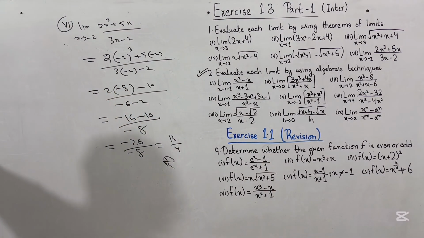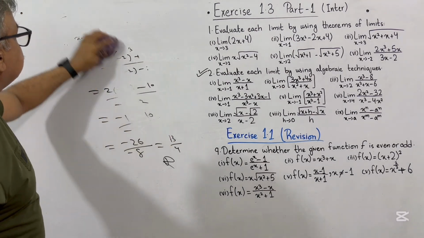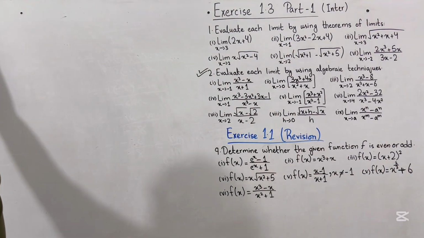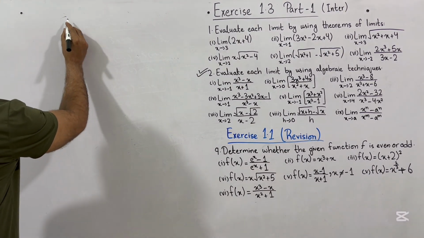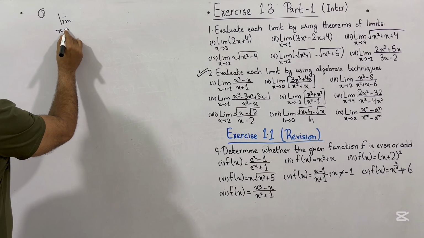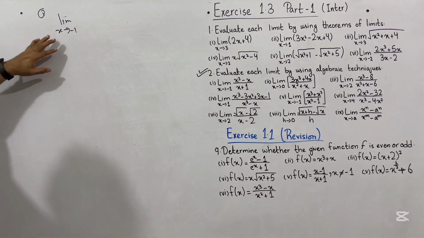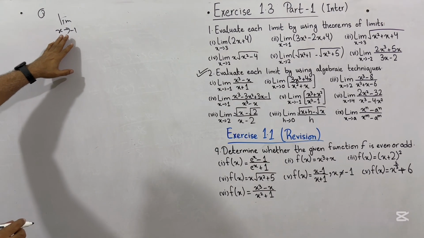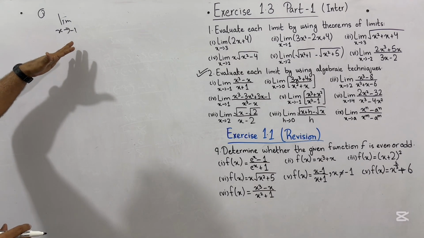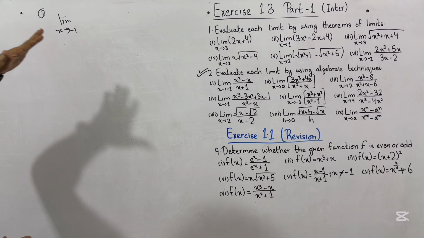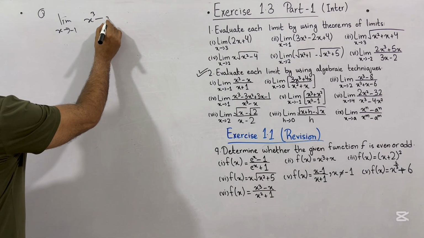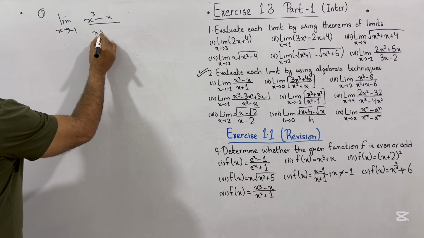Now, question number 2. We are in the driving seat. Be careful how to evaluate limits. Let's see in the real sense. First part of the second question. Limit x tends to minus 1. Some people read that x tends to minus 1, x approaches minus 1. It means we are approaching towards minus 1, but not exactly x equal to minus 1. x cube minus x over x plus 1.